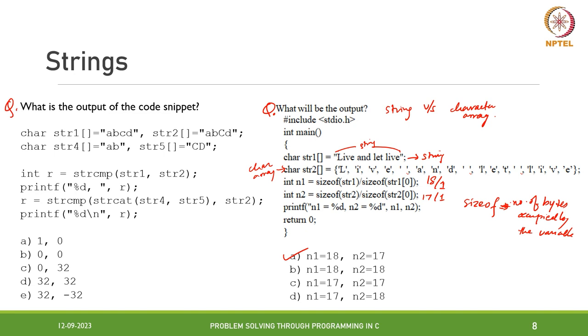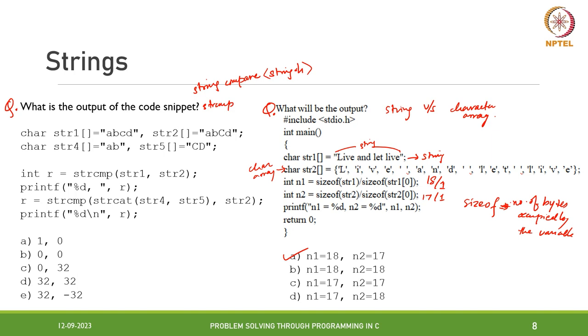Now let's discuss this question. It's about the function strcmp, a string compare function. It's called string compare. This function is also defined in the string.h header file. You need to include string.h for using this strcmp function.